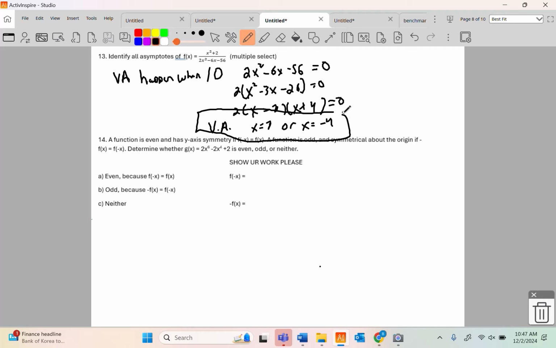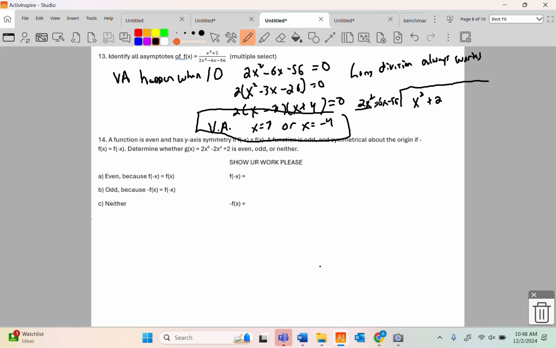The next thing I'm going to do is I'm going to find the other asymptote by long division. Long division always works. Always works. Always. So the dividend is 2x squared minus 6x minus 56, and the divisor, I did that entirely wrong, forgive me. The dividend is x squared plus 2. The divisor is 2x squared minus 6x minus 56.